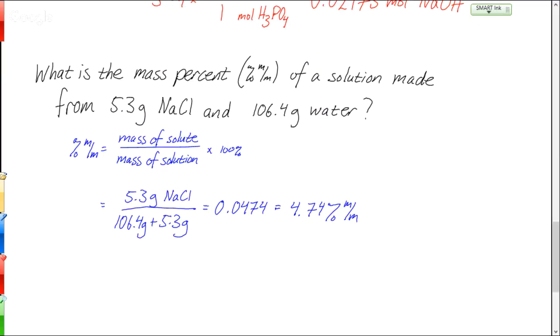There were some mass by volume percents on the lab also, but you'll notice that is not in the objective, so you won't have to do that calculation for the exam.